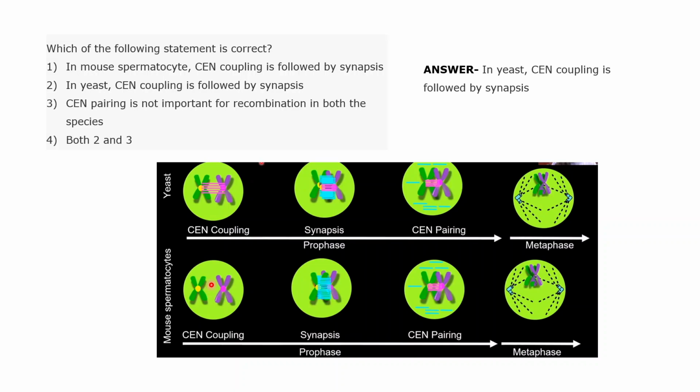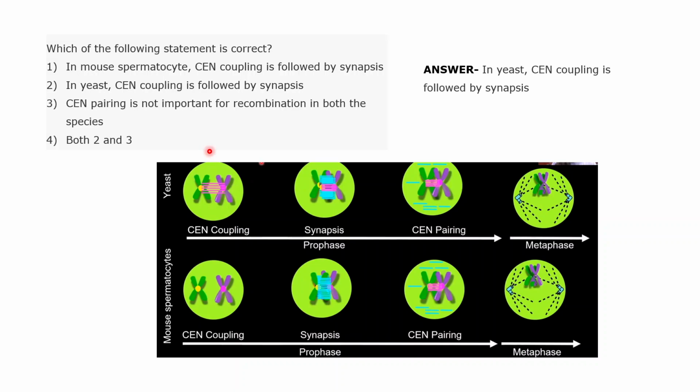In this case, you can see that the homologous chromosomes are separated from each other, so centromere coupling is not taking place in mouse spermatocyte. But afterwards, synapsis takes place without the centromere coupling, followed by centromere pairing and other stages taking place in meiosis. In case of yeast, if you look at the second option, you can see that centromere coupling does take place in this case.